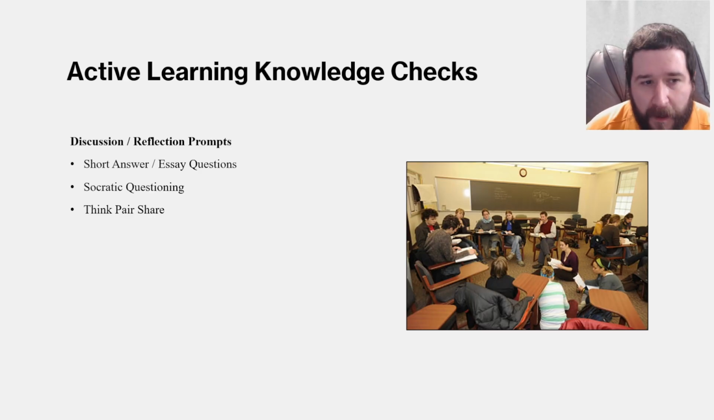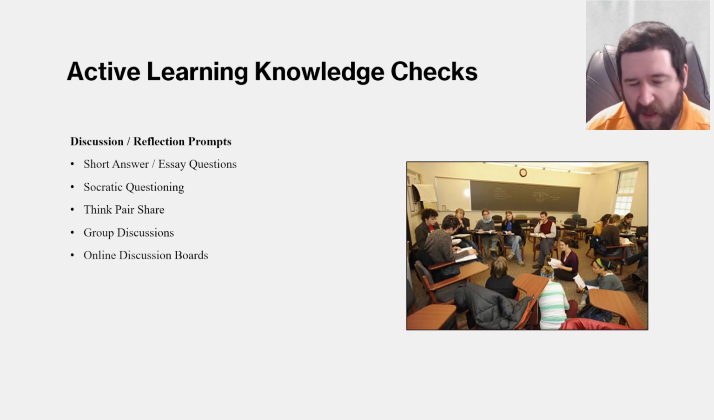Another strategy, think, pair, share. You think about something, and then you share it in your pair. As well as group discussions, or like we talked about last slide, those online discussion boards. Okay, so these are all great active learning examples where students are actively thinking through something while they're responding, usually with others, and getting that feedback.